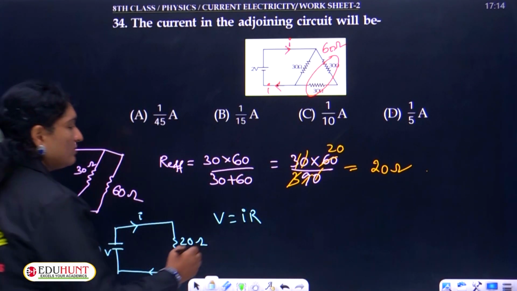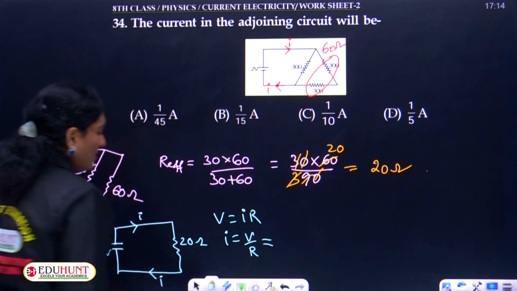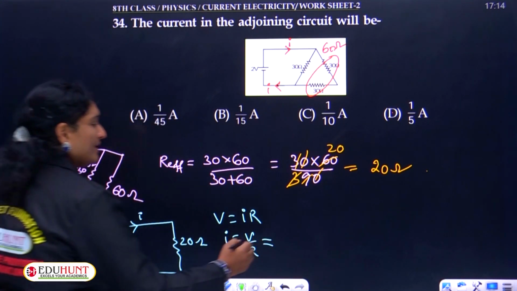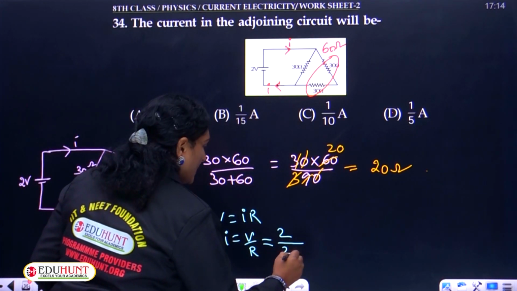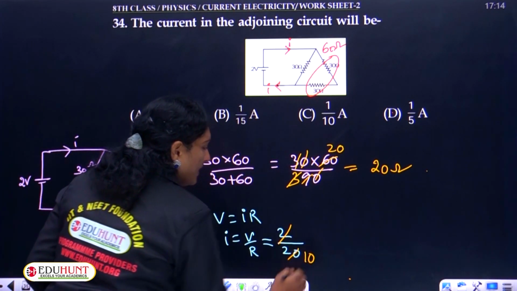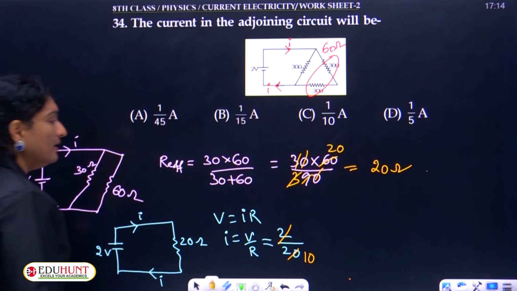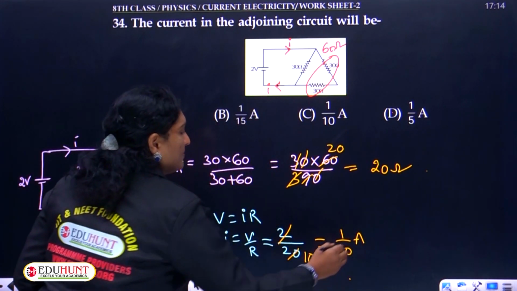And in order to find the value of I, I must be equal to V by R. Substituting the given values, V should be taken as 2, R should be taken as 20. Simplifying further, you will get 1 by 10. So finally, you are getting it as 1 by 10 amperes.